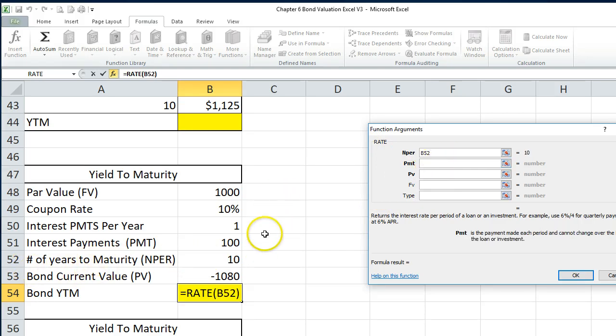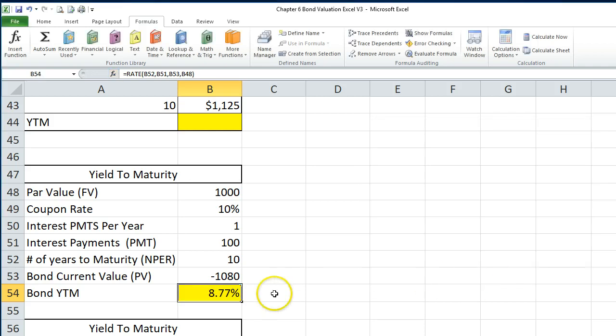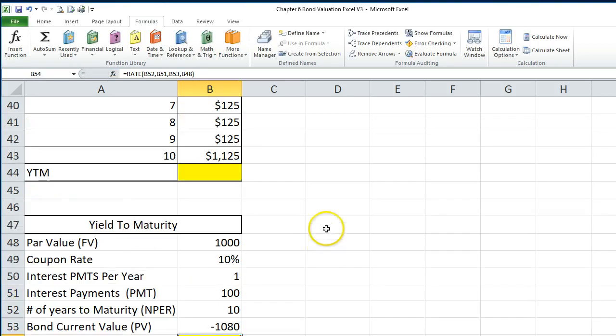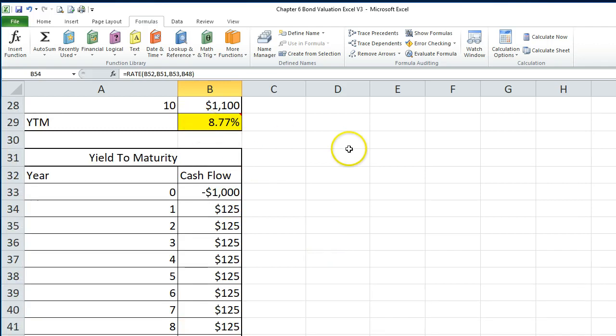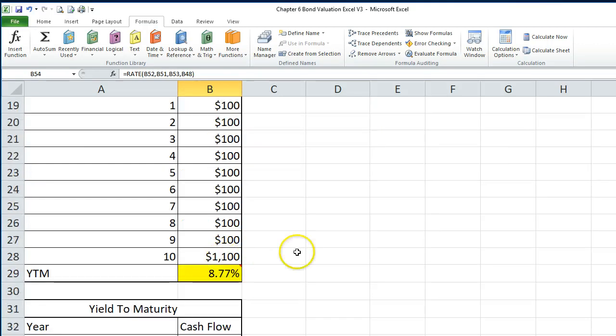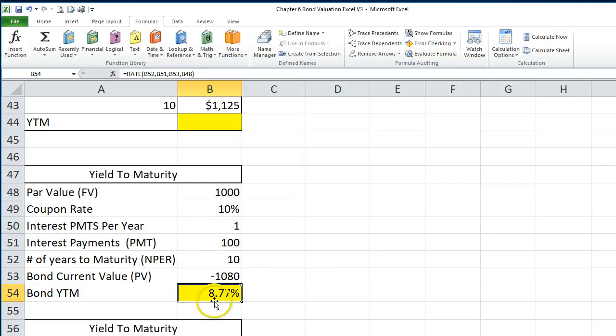The payment is going to be the interest payment. The present value is the current bond price, because current is present. And the future value is par value. So the actual bond's yield to maturity is 8.77%. And what's interesting is this 8.77% is the same as this number here because this is a $1,000 bond paying a 10% return as well. And you see how the current value of the bond is 1080 and the future value is 1,000.